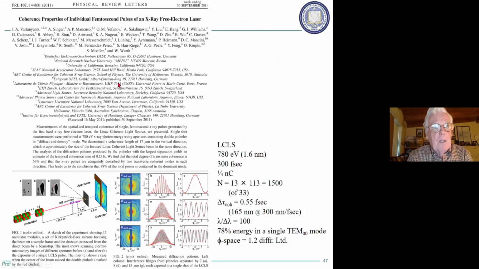Here's the same paper, and here's the kind of interference patterns that they measured. This was done at LCLS with soft X-rays at 780 eV. You can see the really nice modulation that was obtained here.